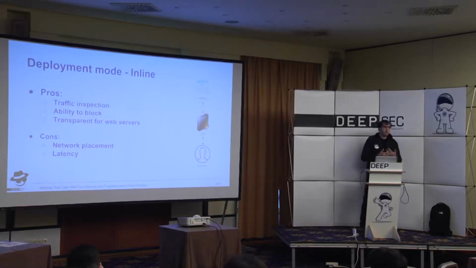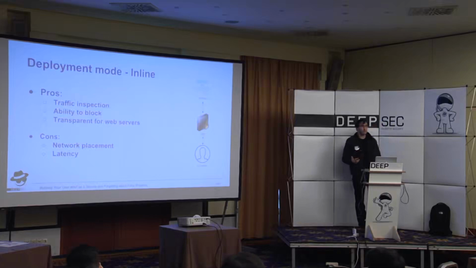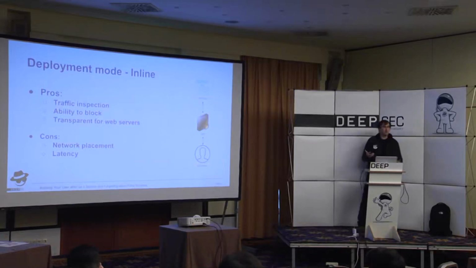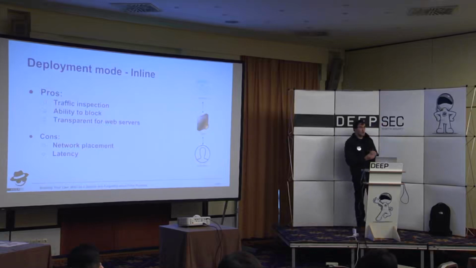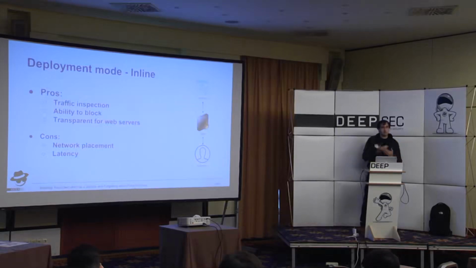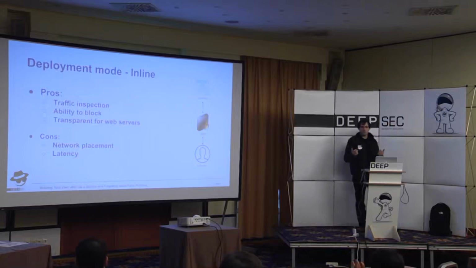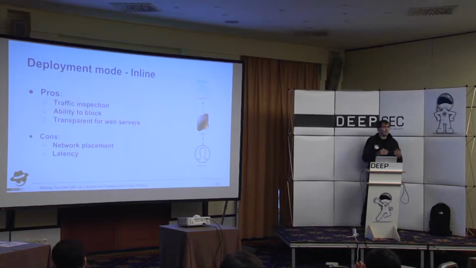The negative parts on this is the network placement. It can be very hard, especially when you're dealing with a huge network of multiple data centers all over the world. And the latency can also be an issue. Depending on which inline mode you use, you might have more latency or less latency. But in the end, you're adding an extra hop in the middle of your users. And one more thing is that this is another possible failure point that you can have between your application and your customers.